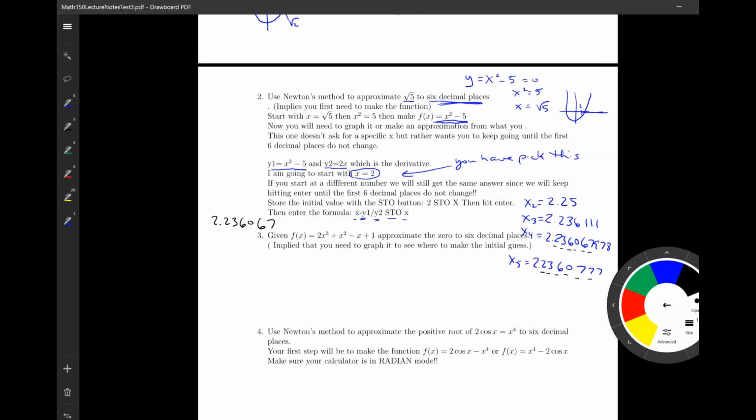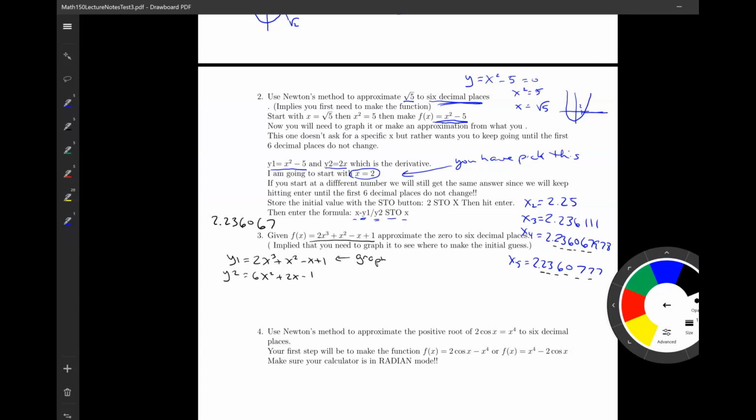All right. So let's do the same thing with this one, number 3. This is the function, so this is what you would put in for y1: 2x cubed plus x squared minus x plus 1. Remember, y2 is the derivative, so compute that. 6x squared plus 2x minus 1 is the derivative. That's the y2. Then you'll need to graph this function to find out where you think it crosses the x-axis.